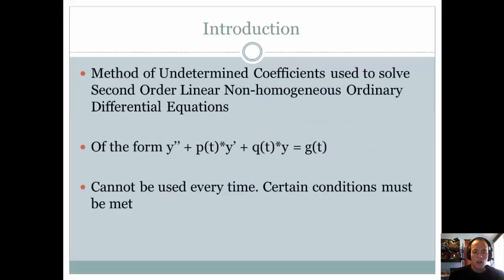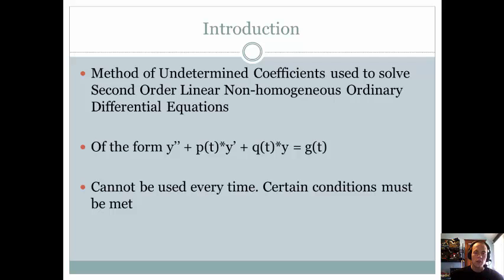Now, the method of undetermined coefficients is used to specifically solve non-homogeneous second-order linear differential equations, which come in the basic form y double prime plus some function p of t times y prime plus q of t times y is equal to g of t.